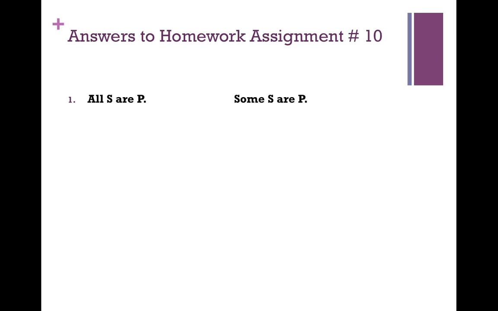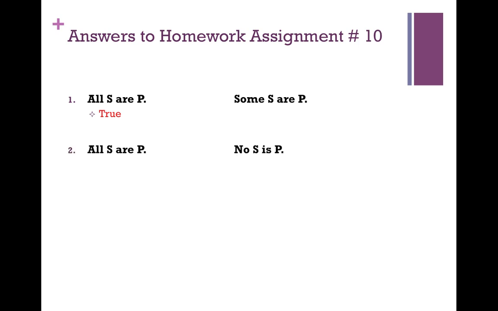So beginning with problem number 1, assume that the first proposition, all S are P, is true. What can we know for certainty about the second proposition, some S are P? Is it true, false, or undetermined according to the square of opposition? With this, the second proposition would be true. Some S are P is the subalternate of all S are P.